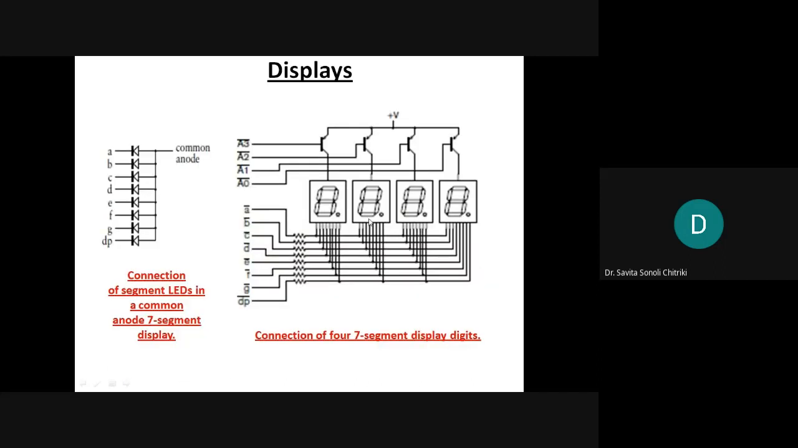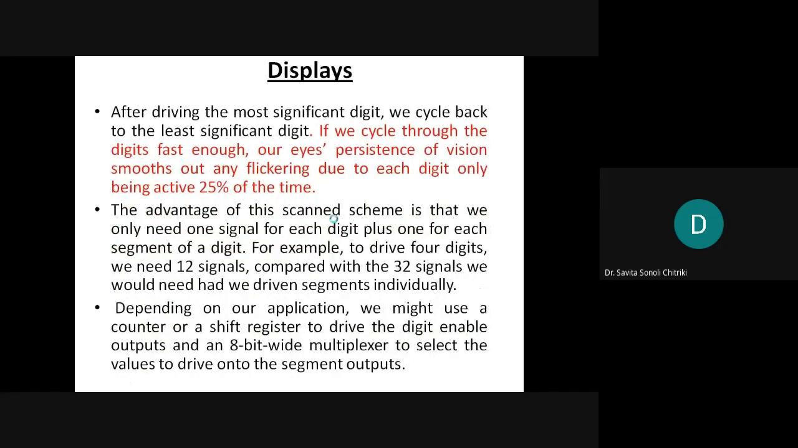Next, A2 low means the third digit, A3 low means the fourth digit. So this will be the least significant digit, and the one connected to A3 will be the most significant digit, right?